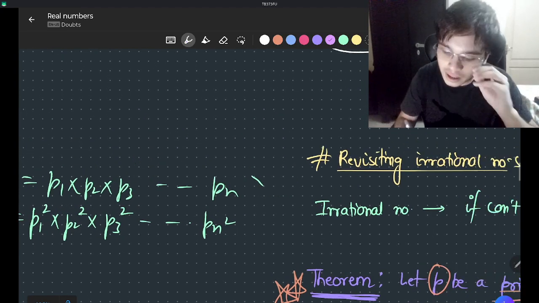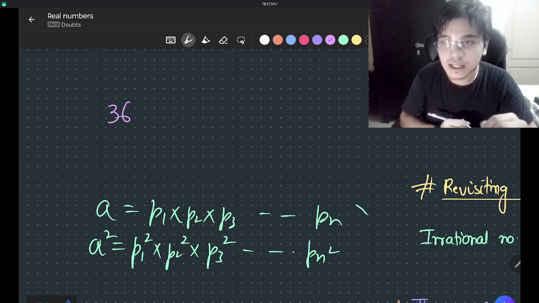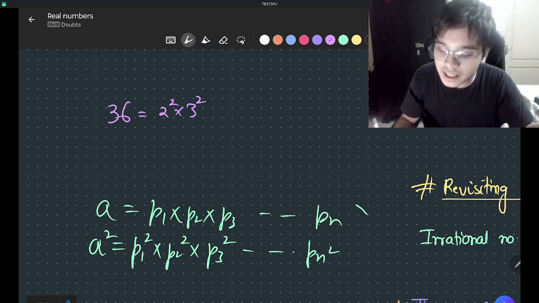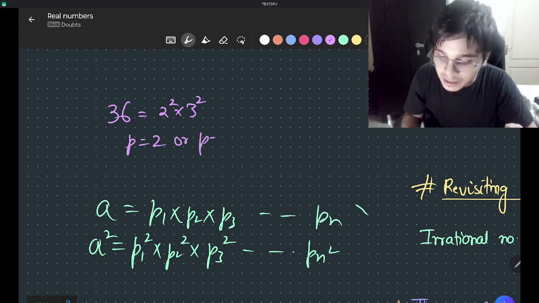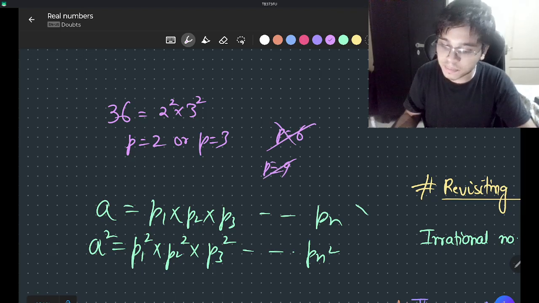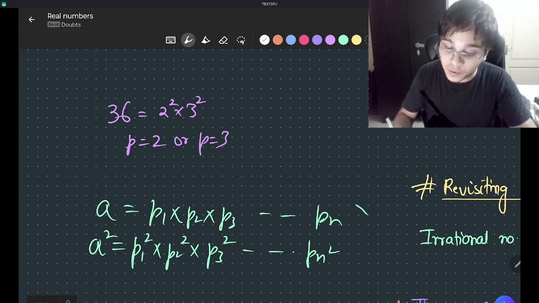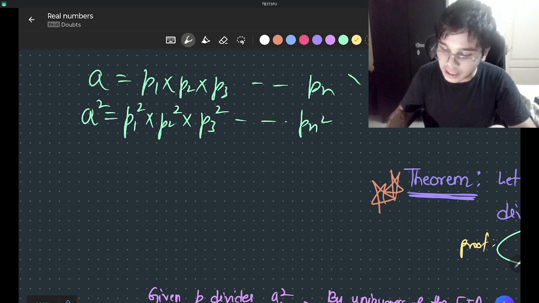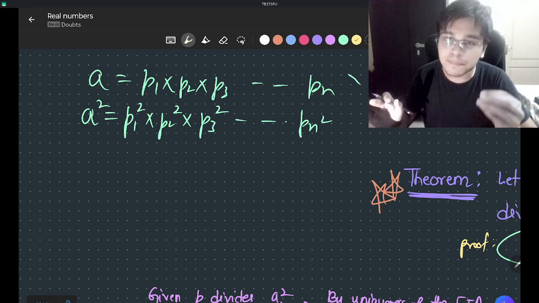For example, 36. 36 can be written as 2 square into 3 square. Now, what I'm saying is that p can either be 2 or p can either be 3. Why not 6? Because 6 is not a prime number. Why not 9? Because it's not a prime number. Why not 4? Because it's not a prime number. So p can either be p1, I'm calling this p1, I'm calling this p2, right? So p can either be p1 or p2. And the same in this statement, p can be any of p1, p2, p3, so on till pn. P can be any one of them.